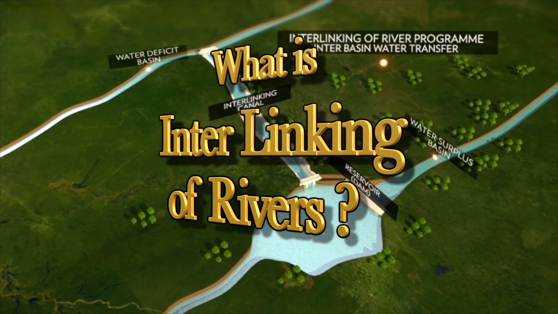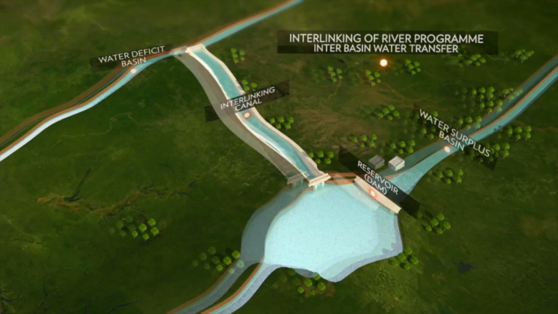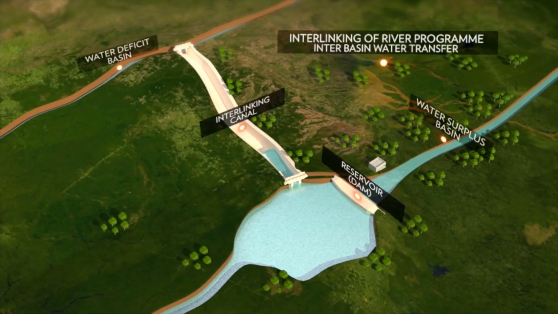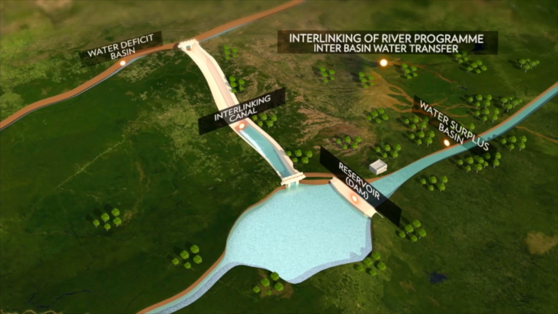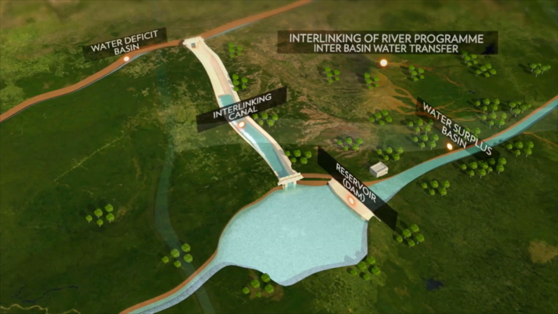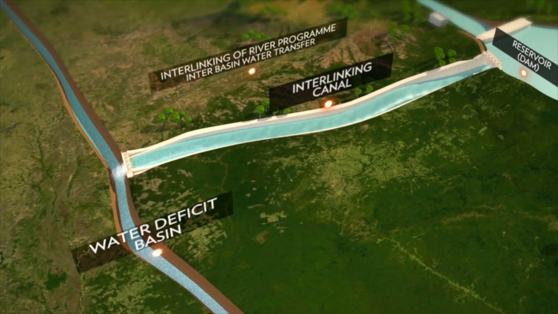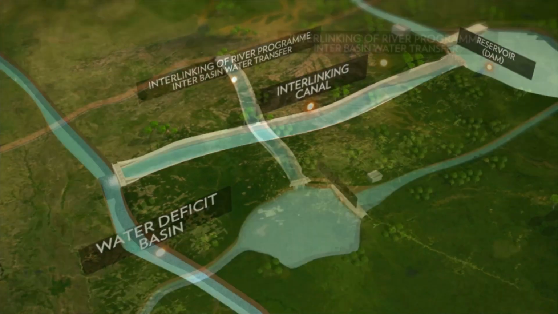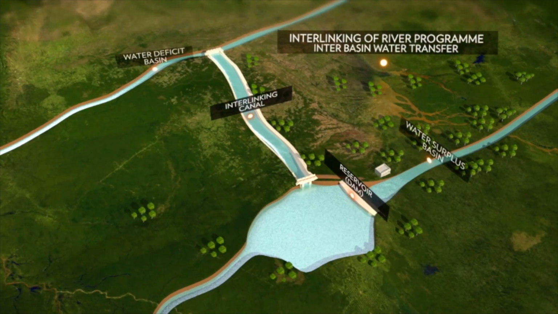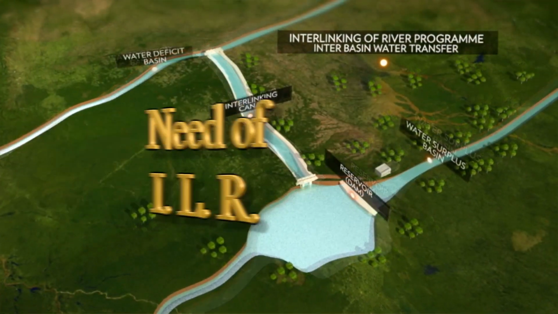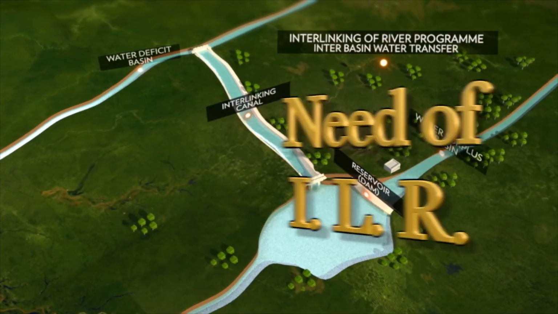What is interlinking of rivers? Interlinking of rivers involves diversion of water over space and time from water surplus basins to water deficit basins. Inter-basin transfer of water is commonly known as Interlinking of Rivers Programme. Need for interlinking of rivers.